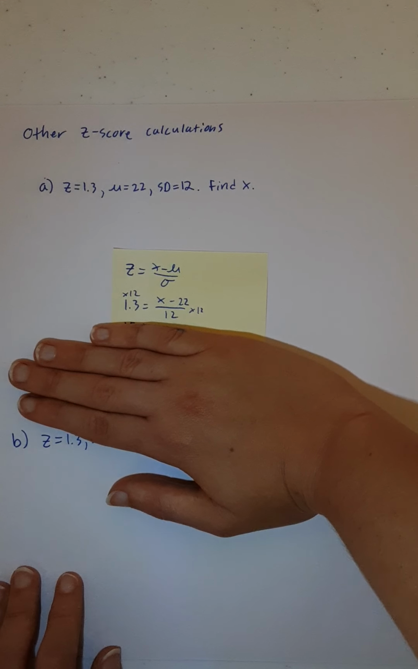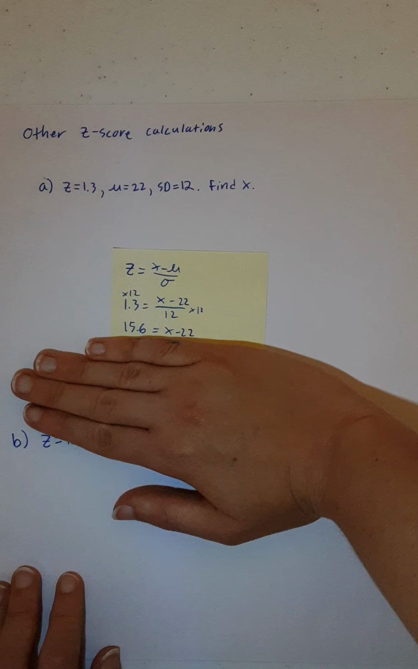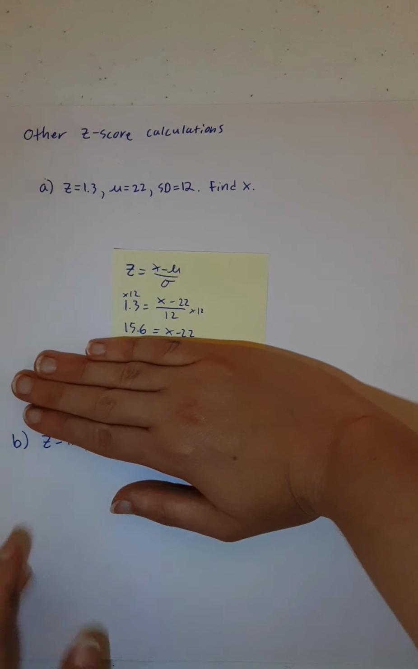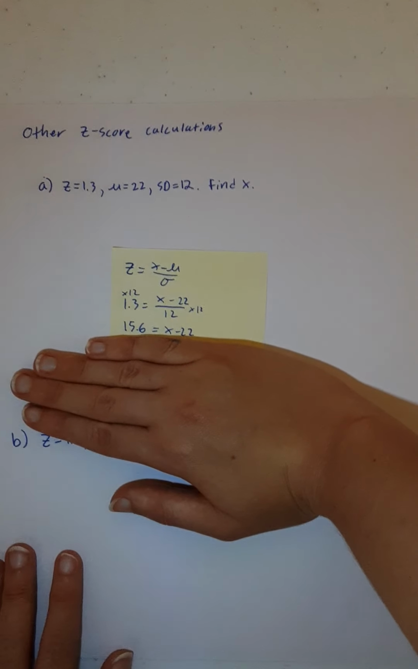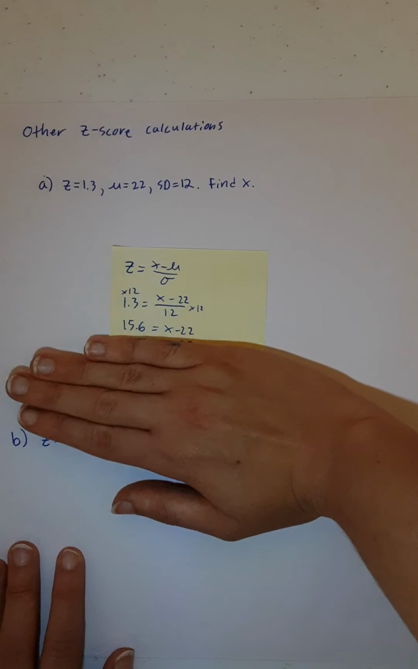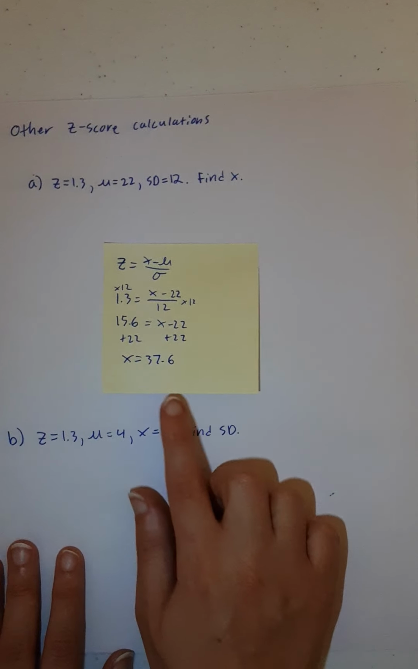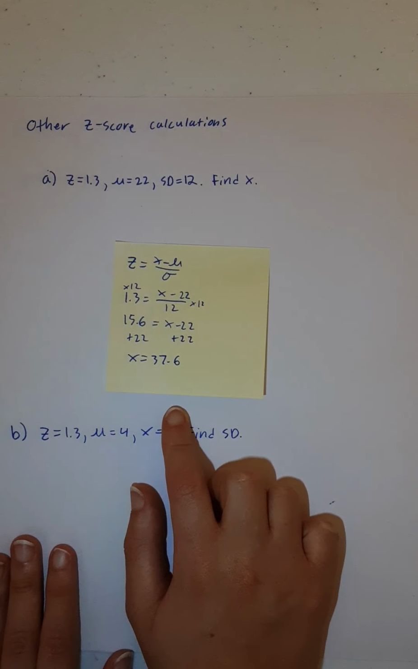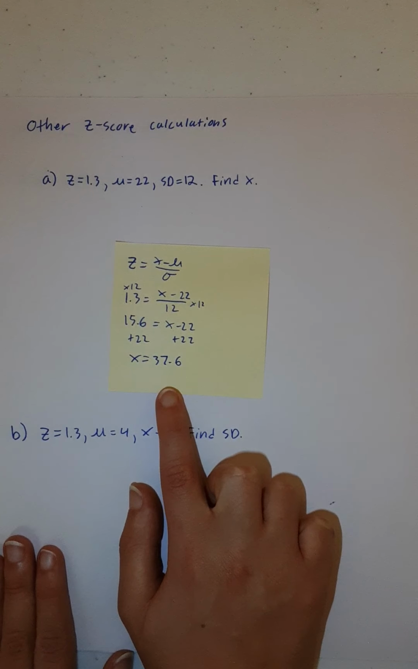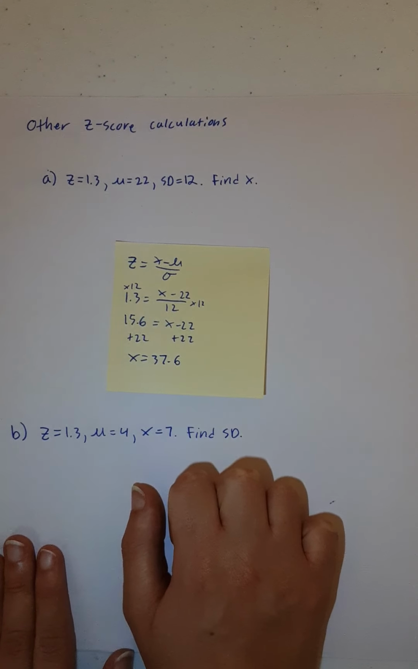To get rid of 12 in the denominator, our first step is to multiply by 12 on both sides. When we do that, we get 15.6 equals x minus 12. The 12s cancel out. And then to solve for x, we just add 12 to both sides, and we get x equals 27.6. So we were able to find the original data value that has a z-score of 1.3.